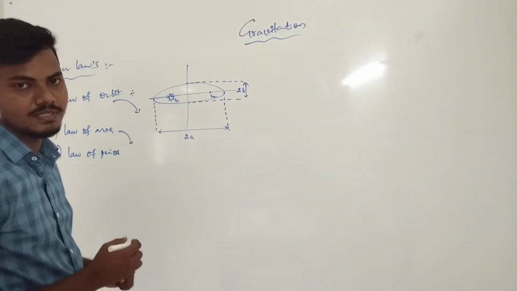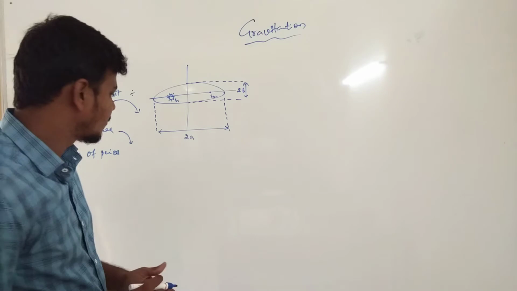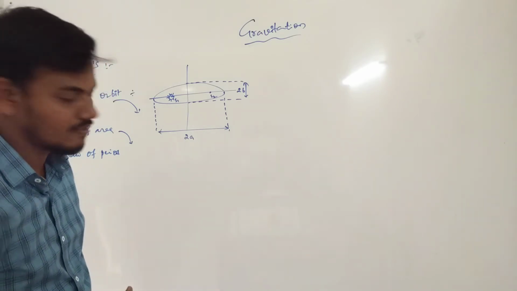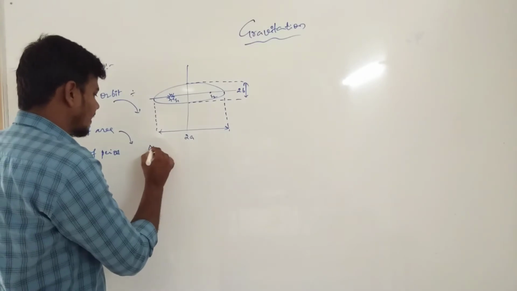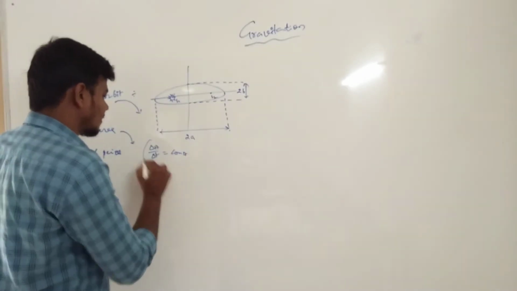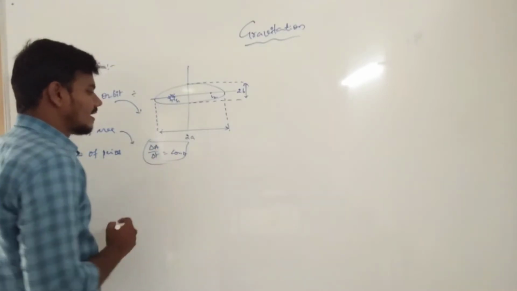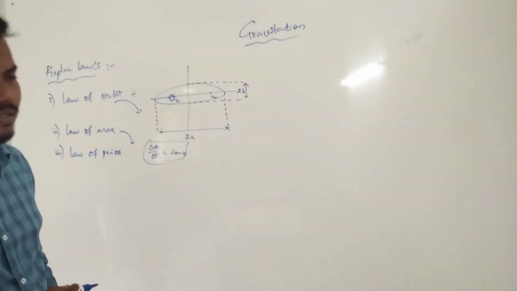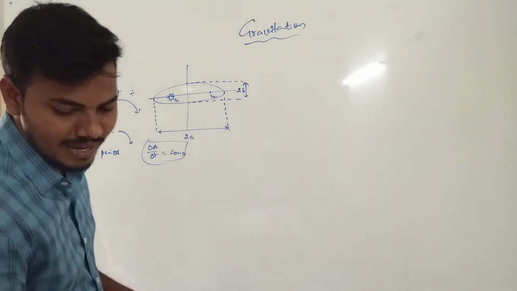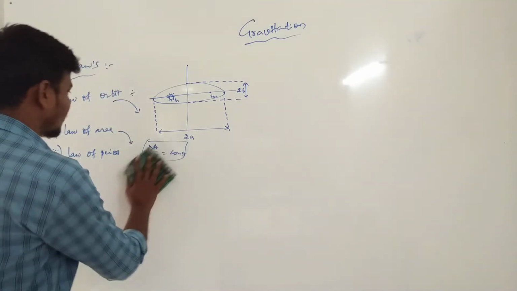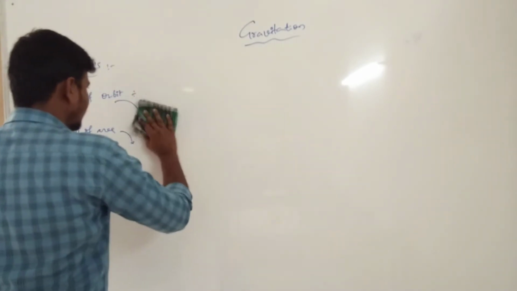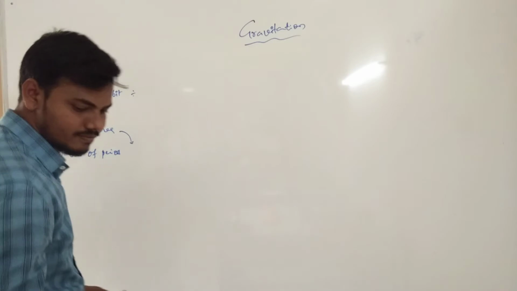The statement that is applicable: the sun sweeps equal areas in equal intervals of time. Equal areas in equal intervals of time. Delta A by delta T is always a constant. Now what we gain from this constant in the law of area is the mathematical expression. Right, we are going to the mathematical expression of the law of area.